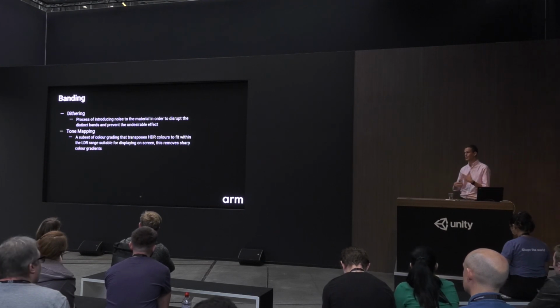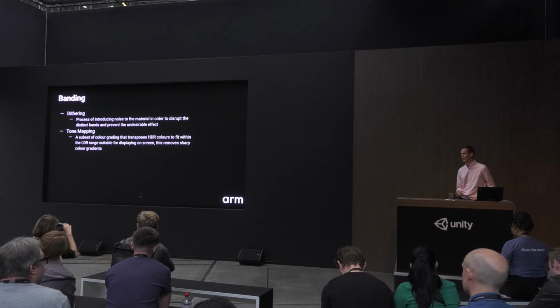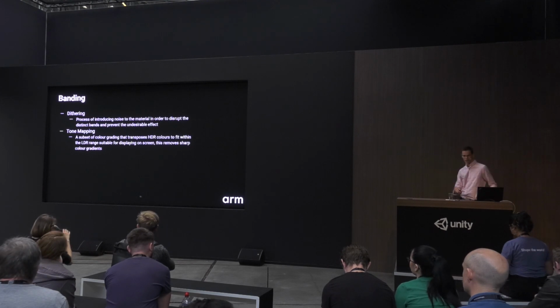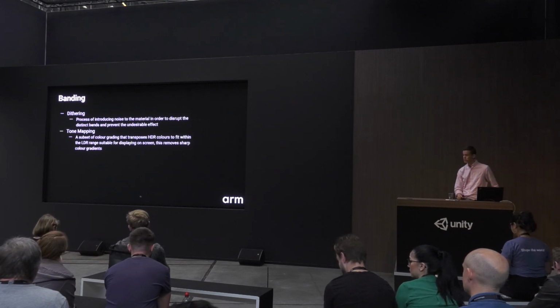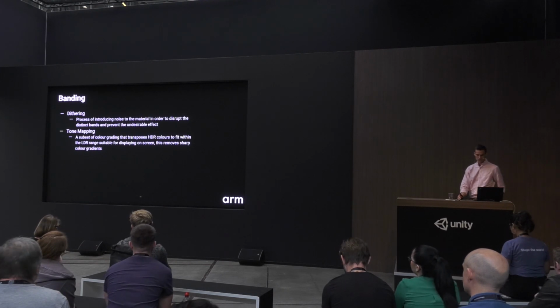You've got a cool little scene going on with a really nice ambience. You've got a point light there, maybe a purple point light. And all you can see around the edges is these horrible looking bands of color as it gets further away from the center of the light. So there's two approaches for this. There's dithering and there's tone mapping. So I'll start with dithering.